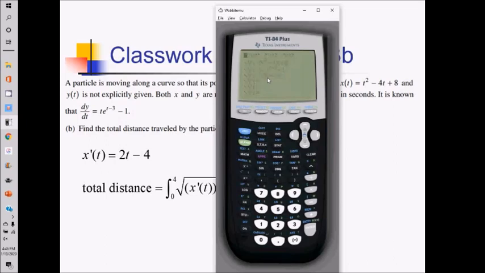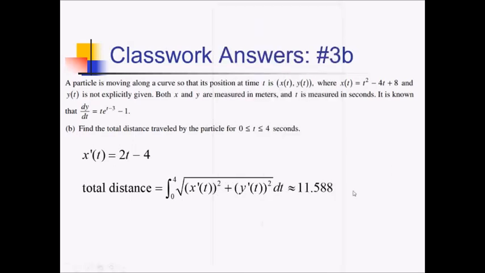So quitting out of all that, I've got math 9 to get my integral. We're going from 0 to 4. I've got a square root, and x prime, remember that was y3, so alpha trace y3, and let me square that, plus y prime, that was going to be alpha trace y2. That's where I stored that one. Square that. dx. And press enter for the whole thing. And let's see what the calculator comes back with. This is going to be in units of meters because it's total distance. So 11.588. And again, meters.